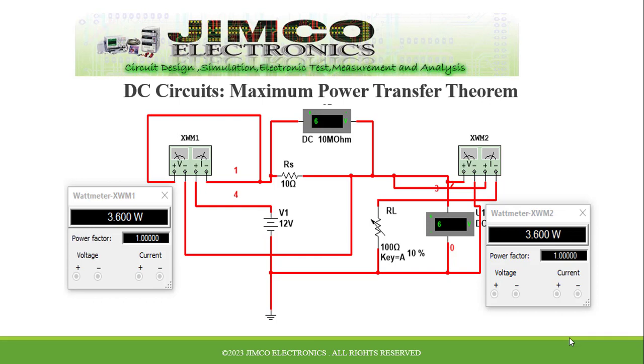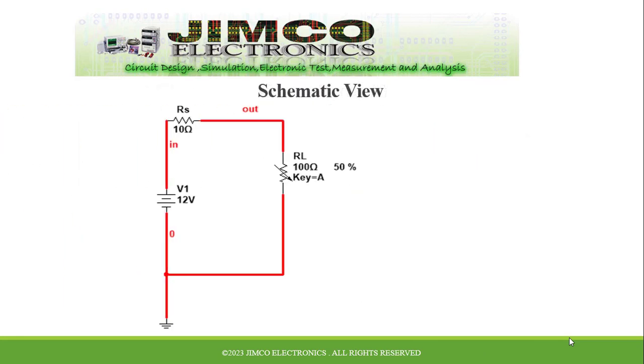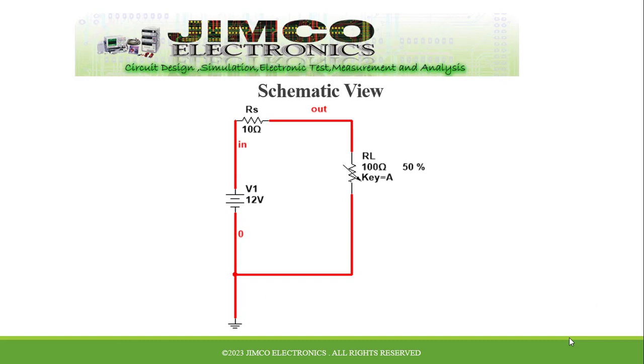Today we have an exciting presentation on the maximum power transfer theorem for DC circuits. Consider the following circuit. We have a power source V1 of 12 volts, internal resistance Rs of 10 ohms, and load resistance RL of 100 ohms. We need to investigate how we can deliver maximum power to RL so that we can maximize our source.